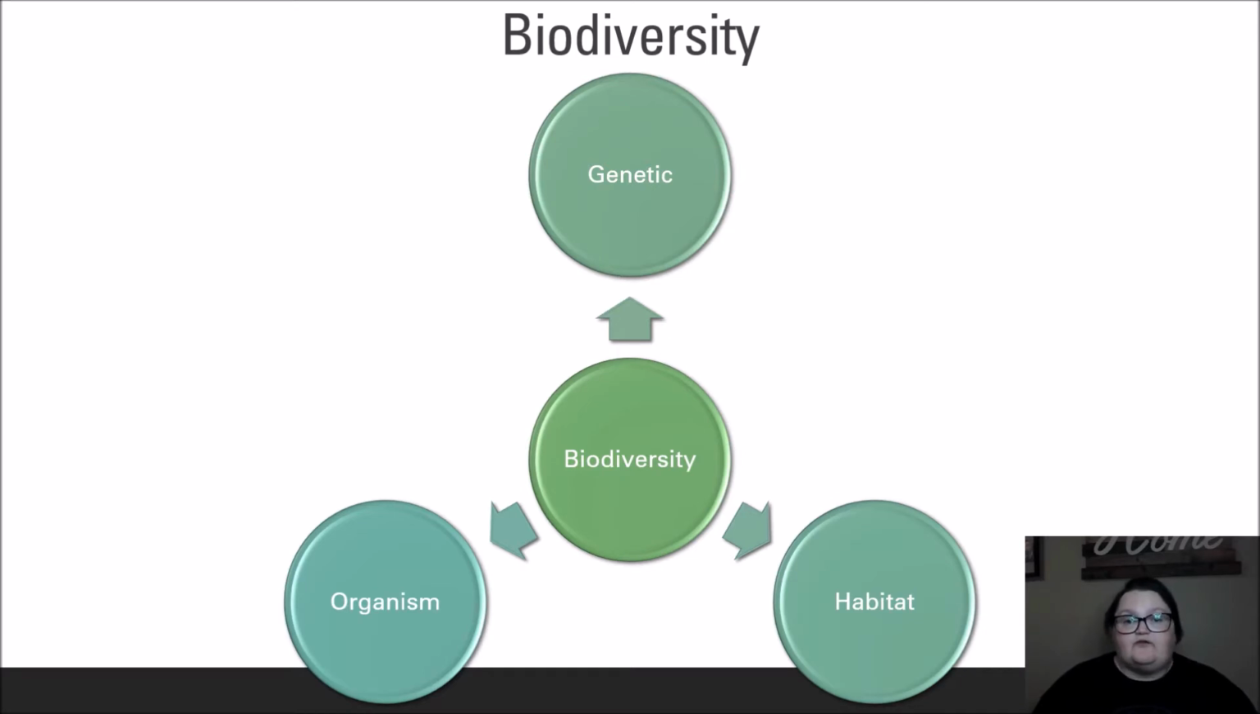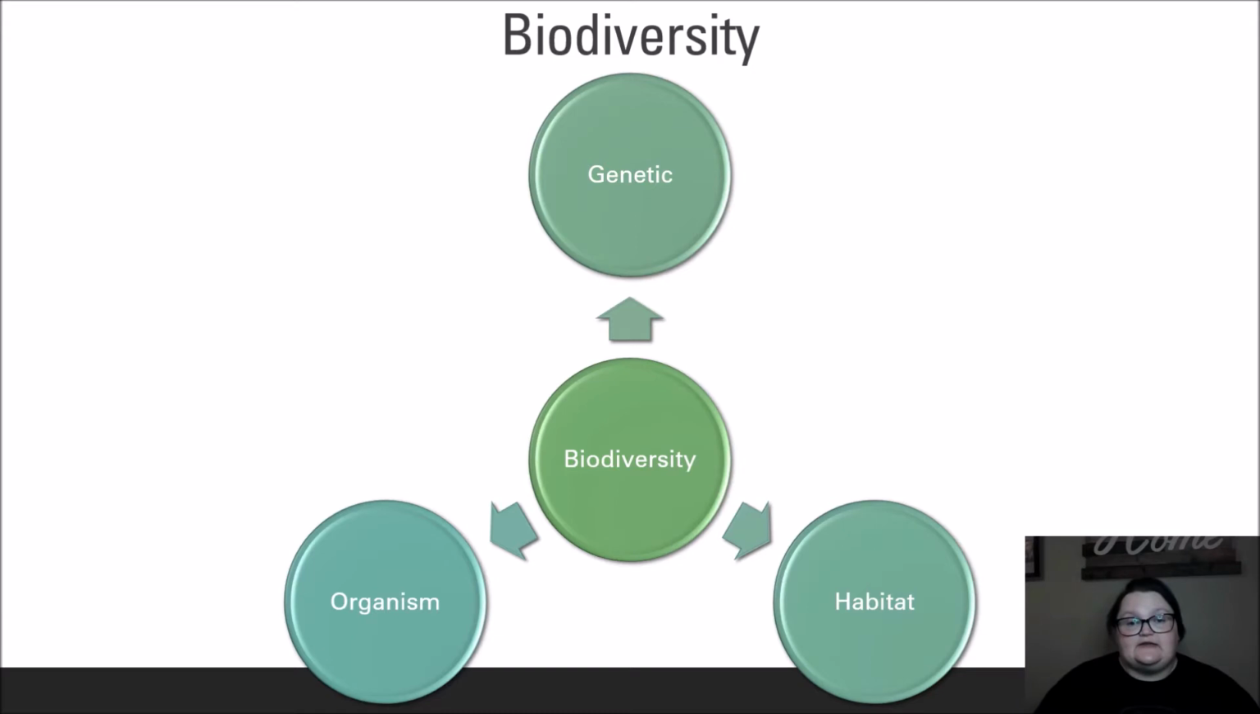Biodiversity is a measure of the variety of life that exists either in specific places or globally. Generally, there are three ways in which we classify measures of biodiversity: by genetics, habitats, or organisms. Genetic biodiversity is a measure of the variety of genes and alleles that exist in the gene pool or reproductive population of a particular species.